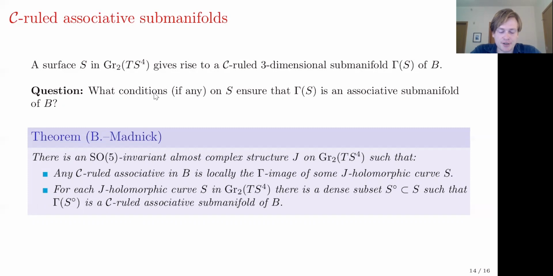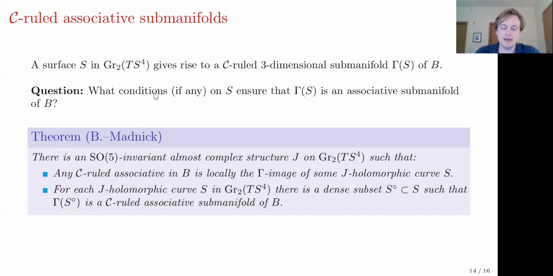Okay, so the answer to our question is that S should be a J-holomorphic curve for this almost complex structure J that we construct here. And then there's a converse: for each J-holomorphic curve S in this Grassmannian space, there's a dense subset S0, say, inside S, so that gamma of S0 is a C-ruled associative submanifold of B.